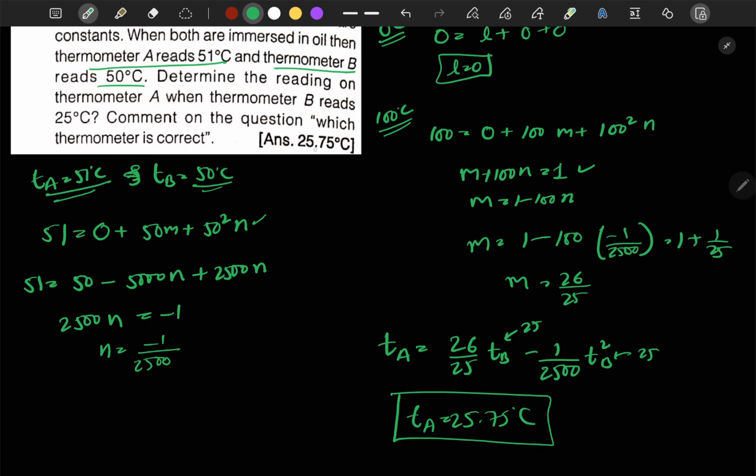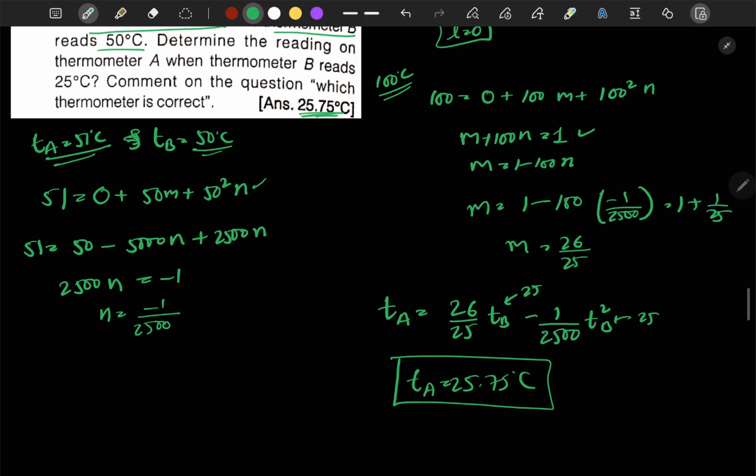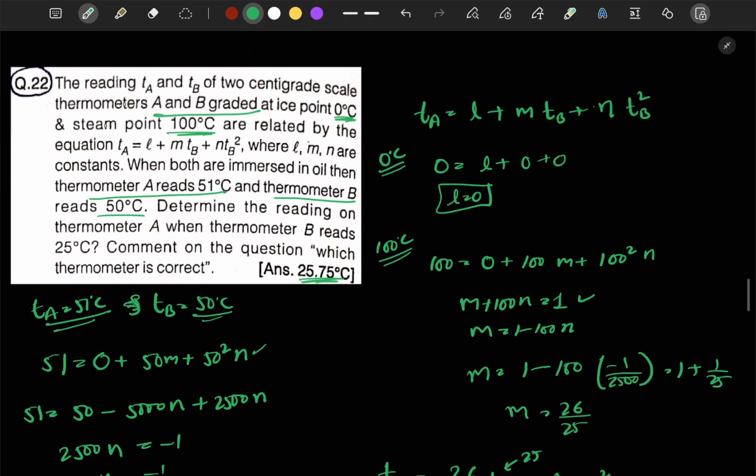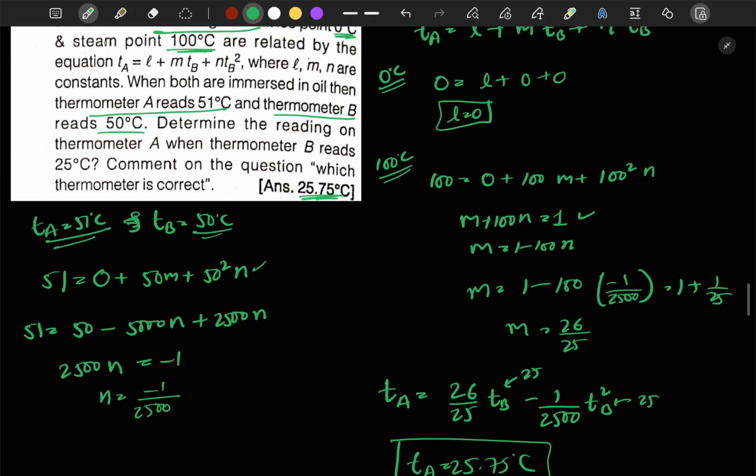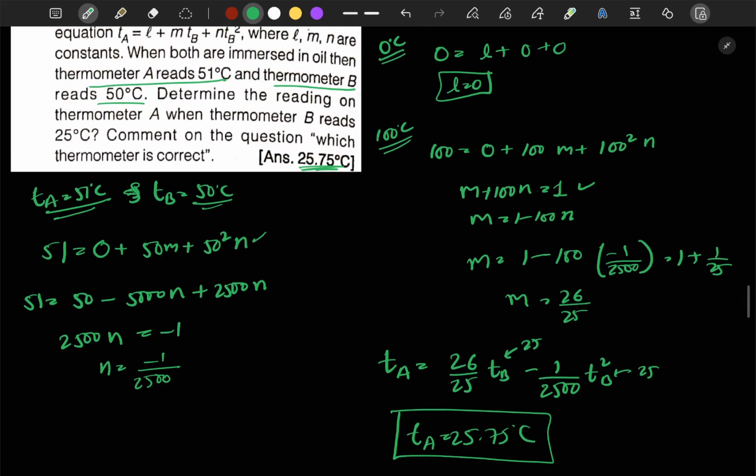The reading will be 25.75, which is the correct answer. Next, it is asked to comment on which thermometer is correct. It is not possible to predict which thermometer is correct, because we have calibrated both thermometers on the basis of the steam and ice points. In between, both will give different results. So we can't say which one is correct and which one is incorrect. Both may be correct, and both may be incorrect. Anything may happen.